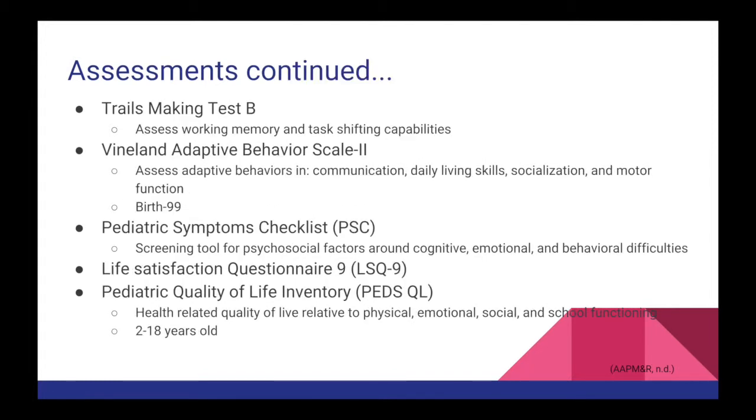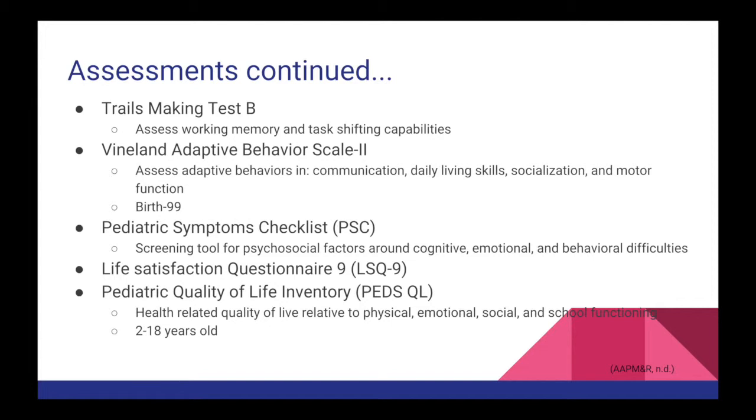So this slide is a continuation of the previous slide, looking at more assessments that can be used with this type of population. Unlike the first slide, on this slide there are some assessments that look more into cognitive functions and behavioral functions, as well as quality of life. The first assessment is the Trail Making Test B, which assesses working memory and task shifting capabilities. So this is looking more into cognitive functions.